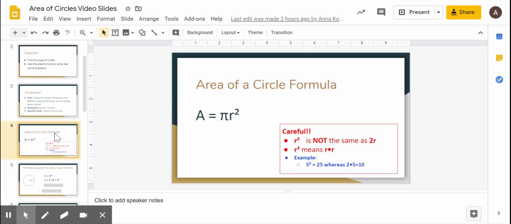Before you can find the area, you have to know what the area formula is. So the formula for area of a circle is area equals pi r squared. But be careful, r squared is not the same thing as saying 2r. R squared means r times r. For example, 5 squared equals 25, whereas 2 times 5 equals 10. So make sure you know the difference between r squared and 2r.